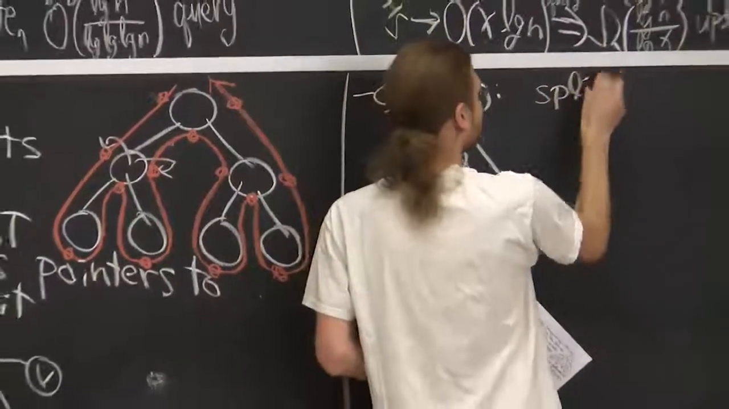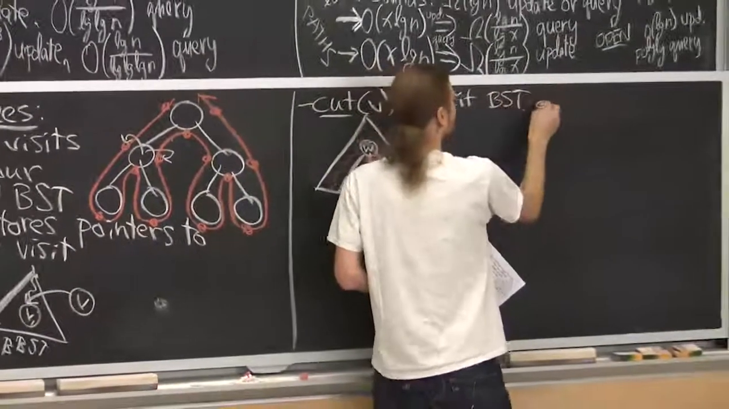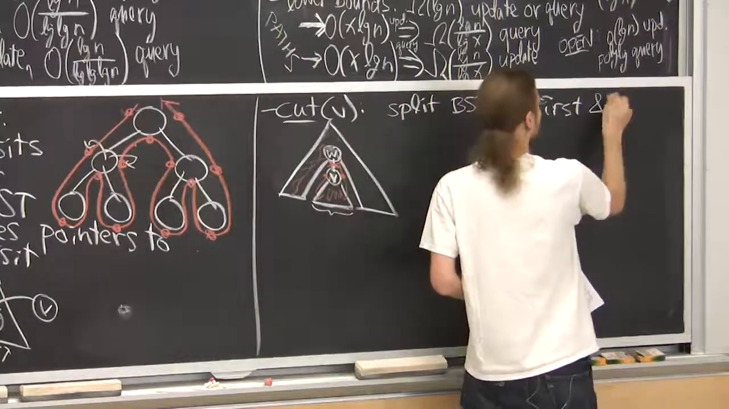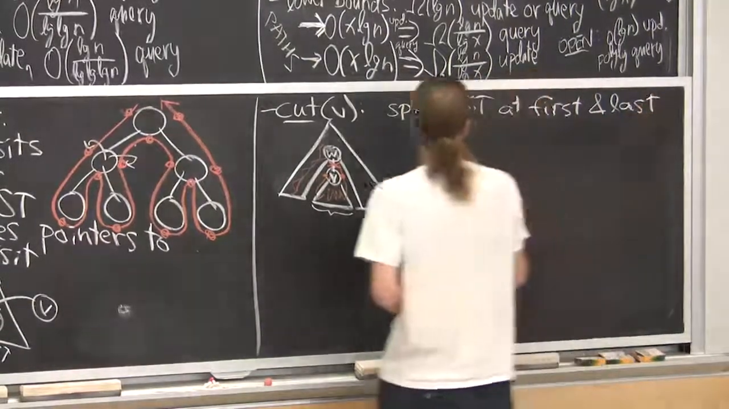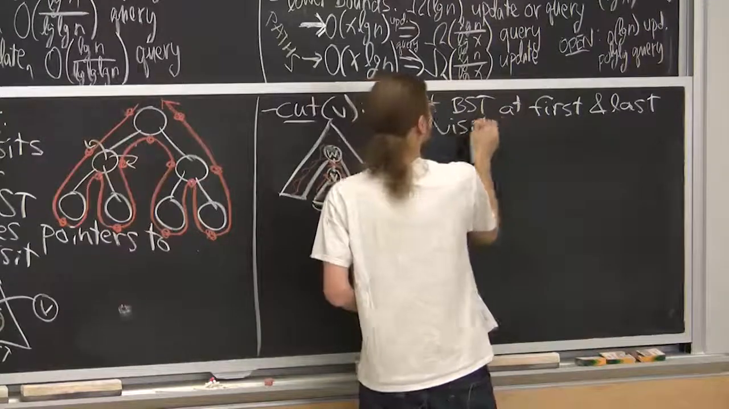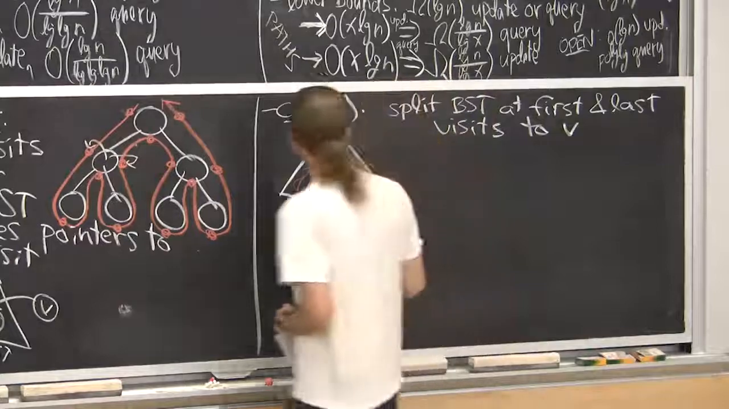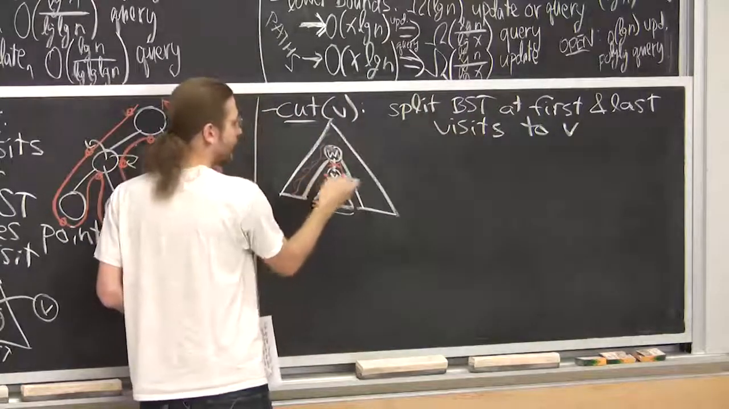So we split the BST at the first and last visits to V, which is exactly what we know. We have a pointer from V to its first and last visits in the Euler tour. So split the tree there, split the tree there.